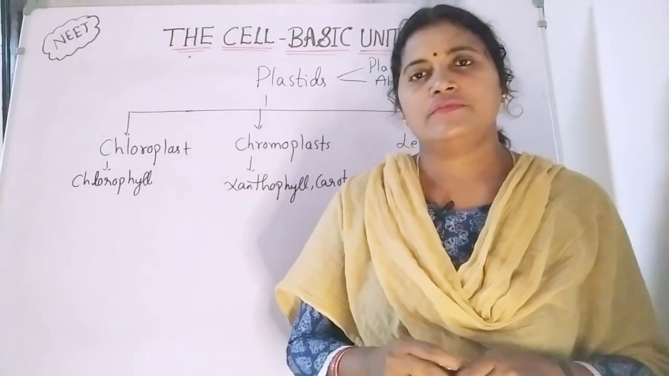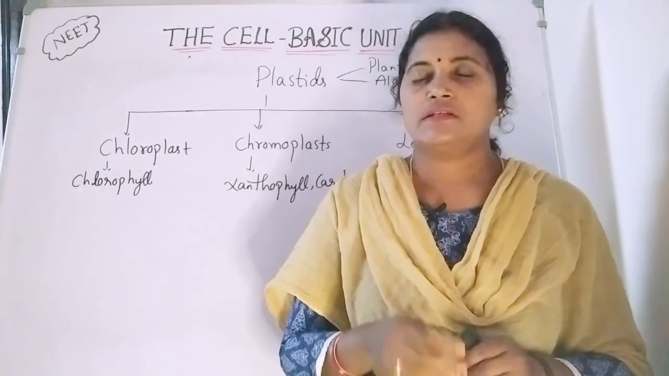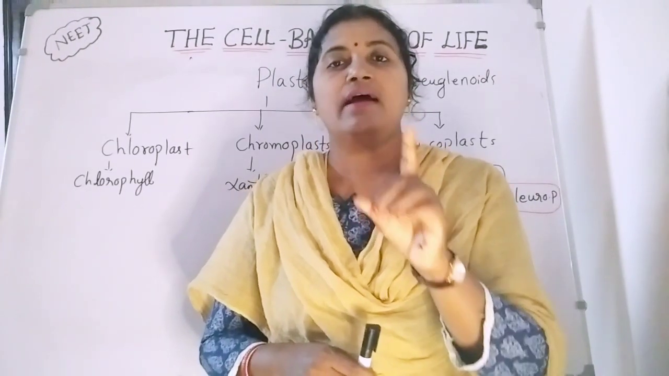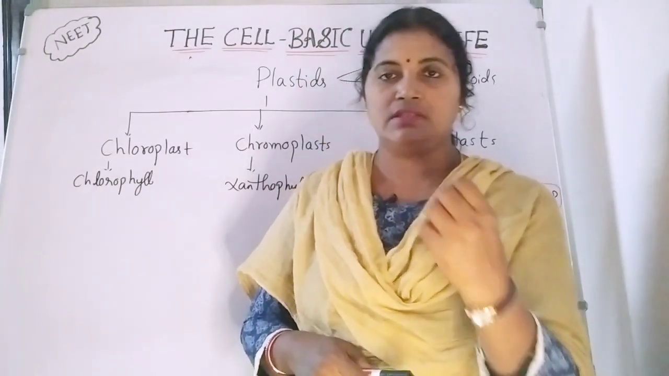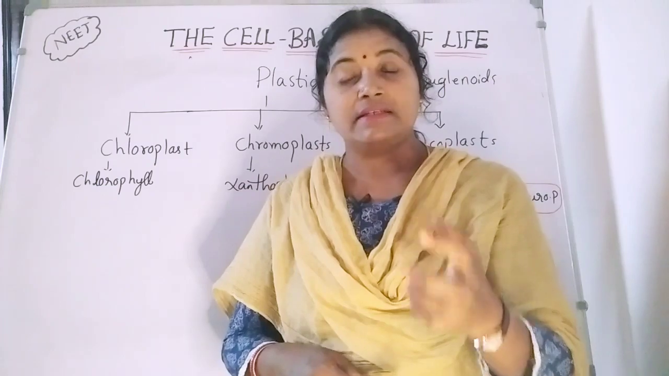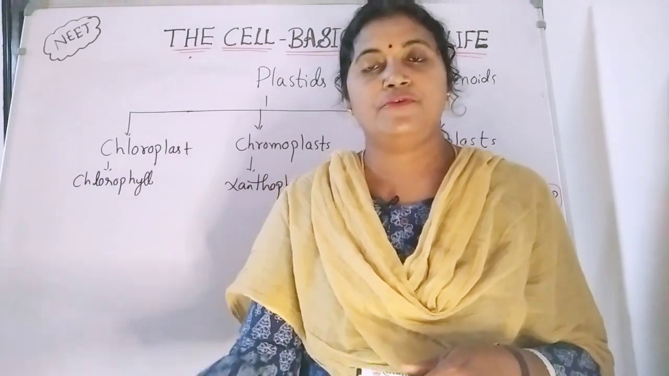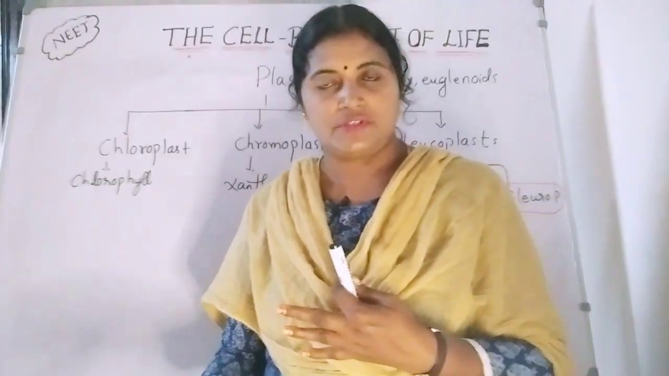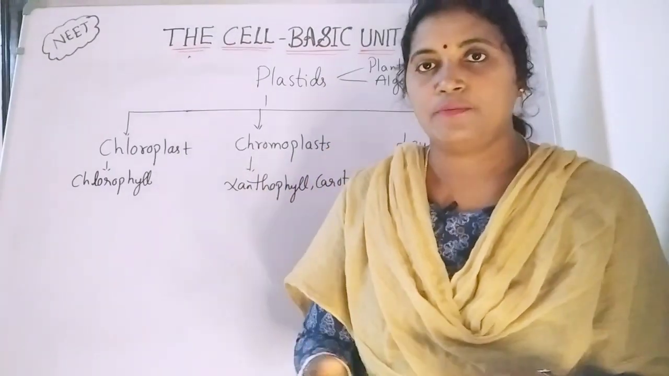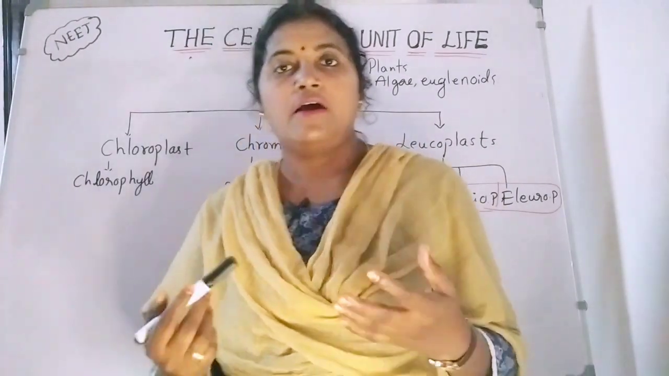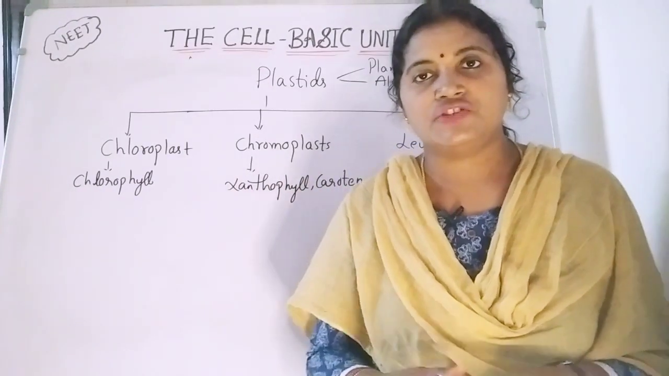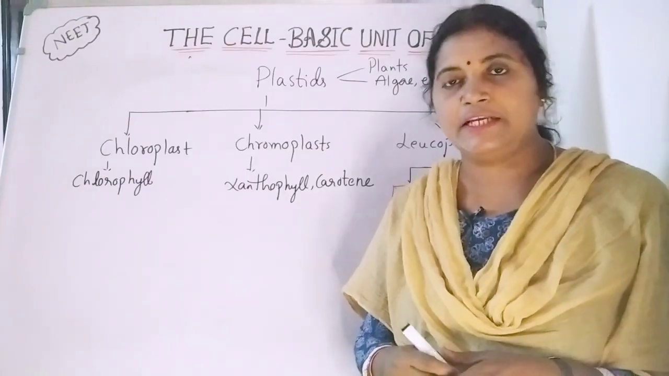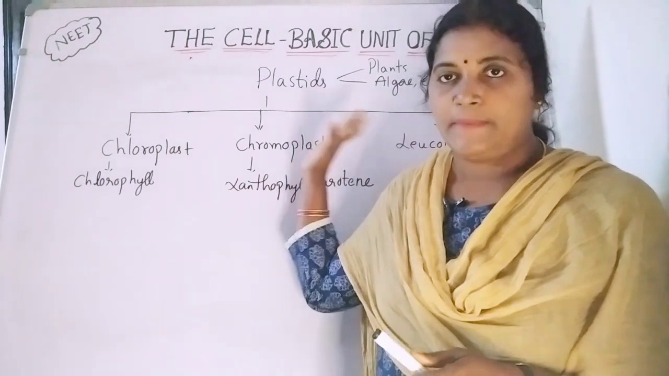So the main function of these green pigments is trapping the solar energy. That sunlight energy is trapped by the plants and it is useful for photosynthesis, for the food process. Food molecules like carbohydrates, proteins and lipids are produced with the help of solar energy. That solar energy is trapped by the green pigments which are present in the plastids.